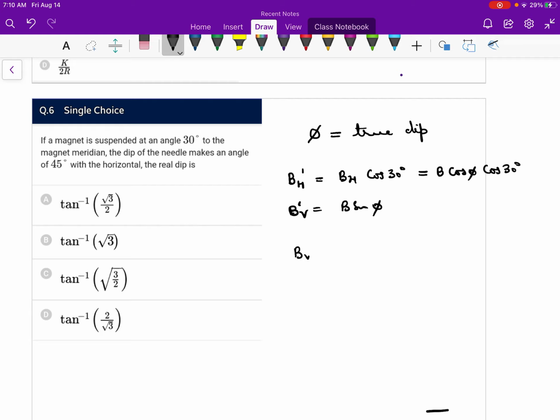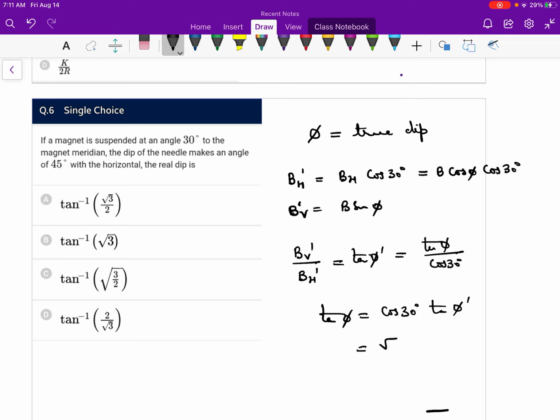So BV dash upon BH dash, which is tan phi dash, is B sin phi upon B cos phi cos 30 degrees, so this is tan phi upon cos 30 degrees. So tan phi is cos 30 degrees into tan phi dash. Phi dash is the apparent dip, so this is root 3 by 2 into 1. So phi is tan inverse root 3 by 2. So according to me, the correct option should be A.